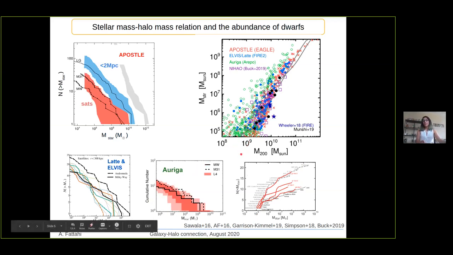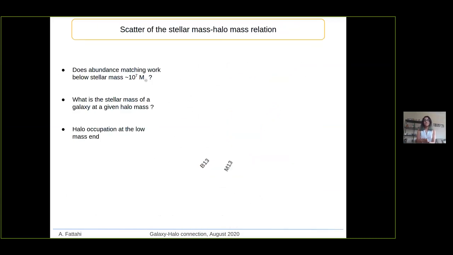Also at the lower mass end, all of these relations are quite steep. At basically all, except for maybe some of the Auriga ones, I don't know what exactly is going on, but basically all these models predict that if you have a stellar mass below 10 to the 7, the halo mass is around 10 to the 9 to 10 to the 10. So this is what these models, again, despite all the differences, predict.